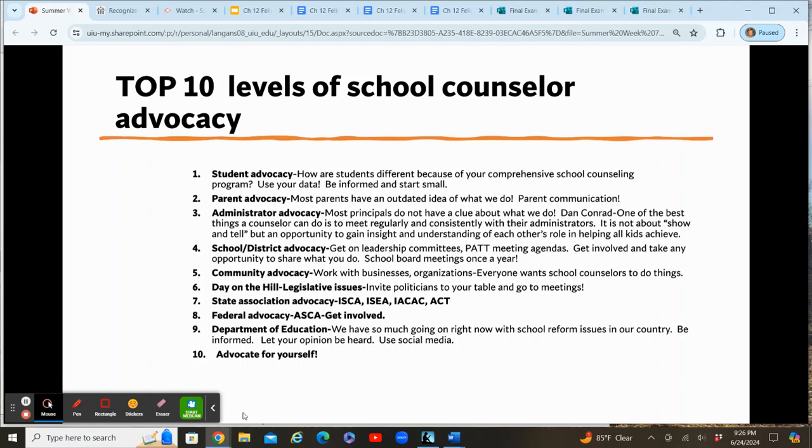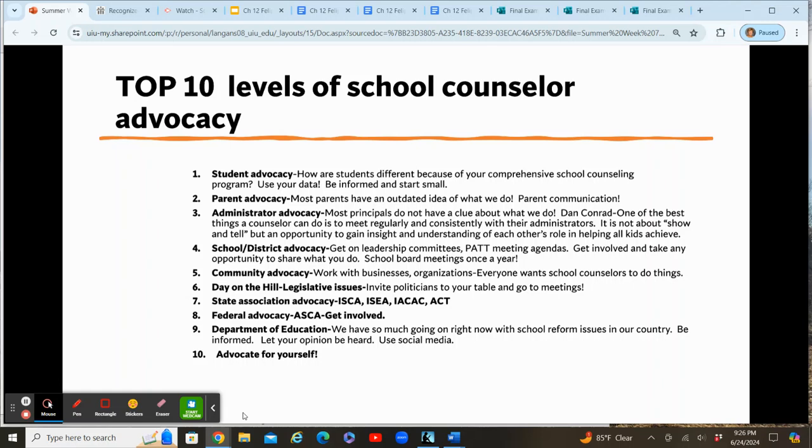Number one, student advocacy. What's that question again? How are students different because of your comprehensive school counseling program? Use your data, be informed, start small. You don't have to start with major goals, but start small by looking at the data, finding out what you can glean from your needs assessment, and then making your annual outcome goal, doing your activities, and then doing your results report.